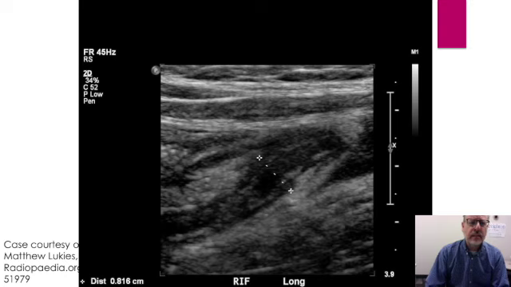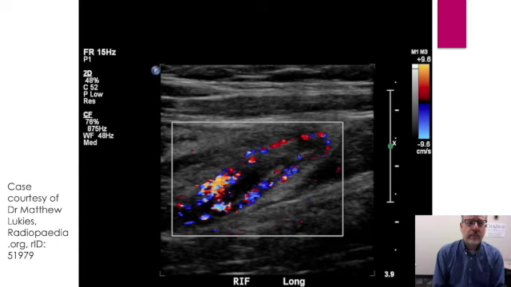Yet another example, calipers measuring the appendix. This appendix is over 8 millimeters and enlarged distally. There is also some hypoechoic fluid about the tip of the appendix, consistent with inflammation. Color Doppler examination was performed, and you can see there is significant vascularity about the appendix. Again, findings compatible with appendicitis.